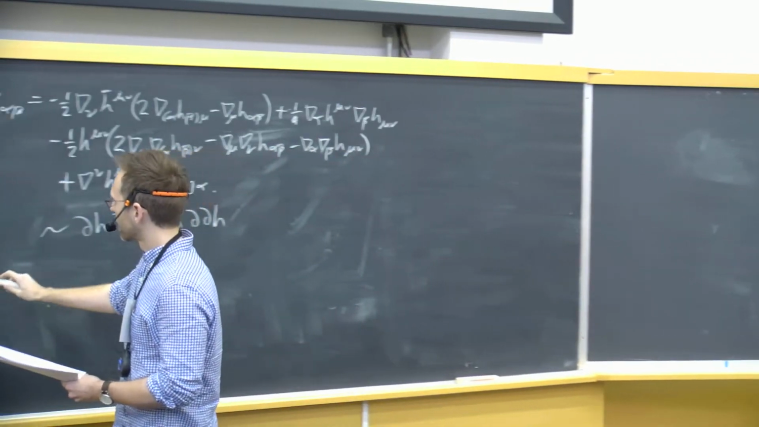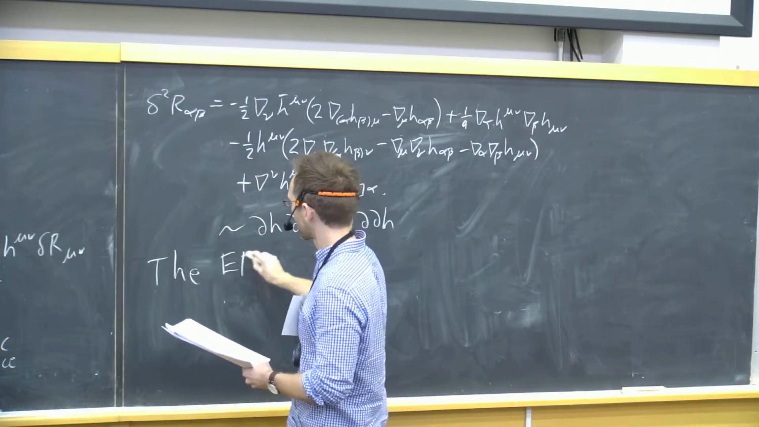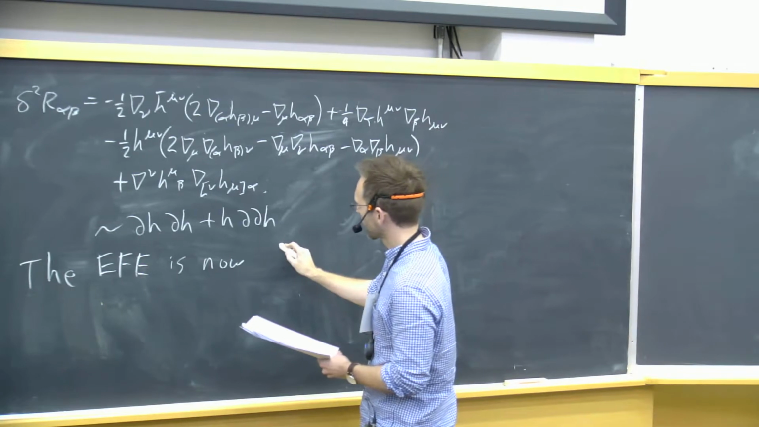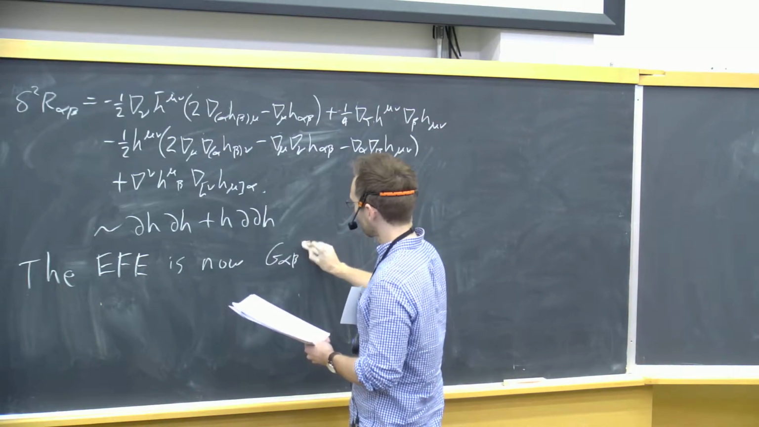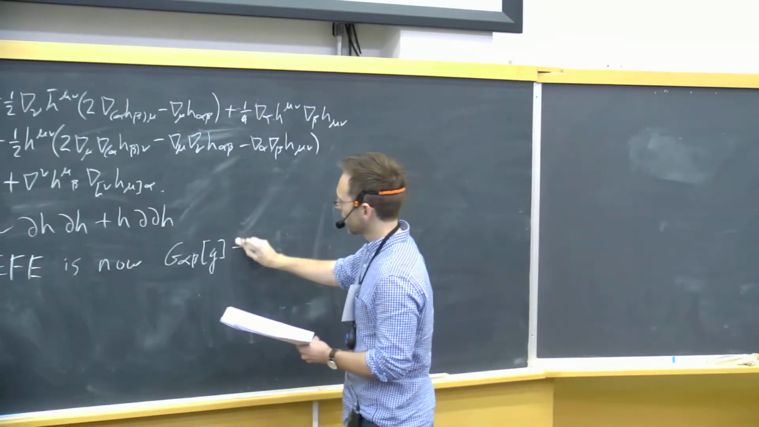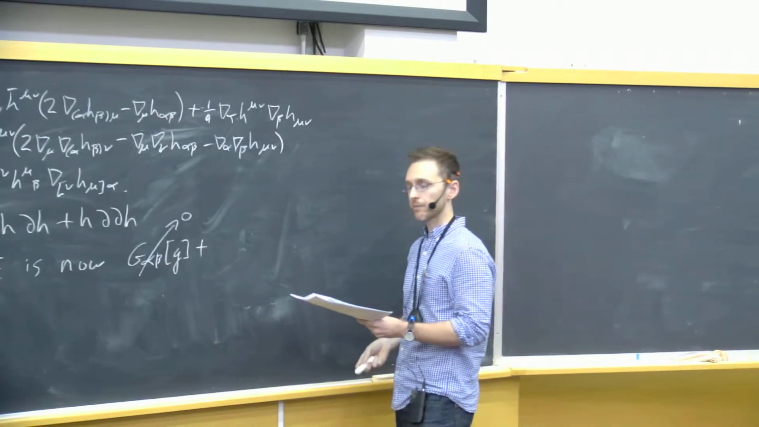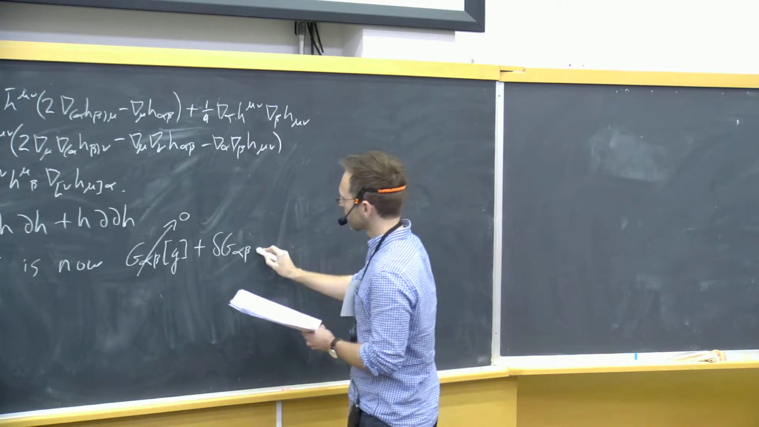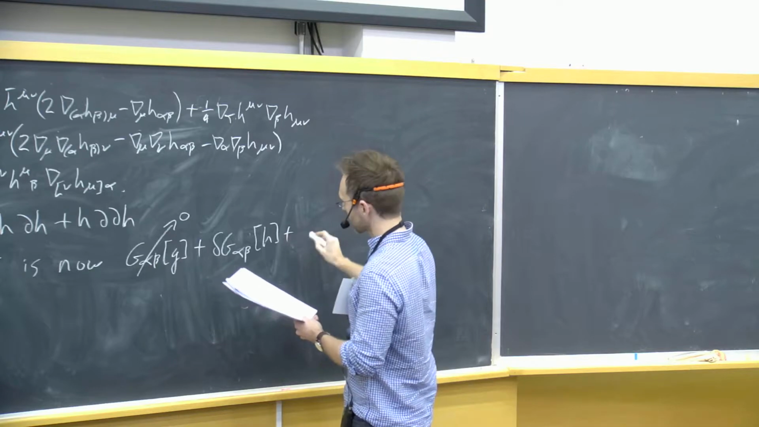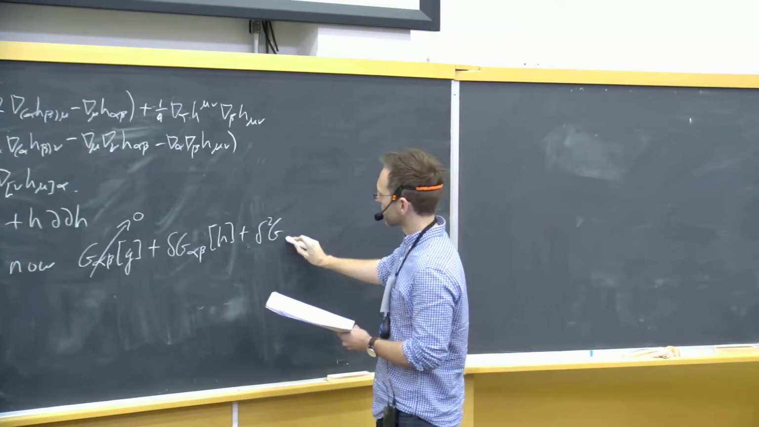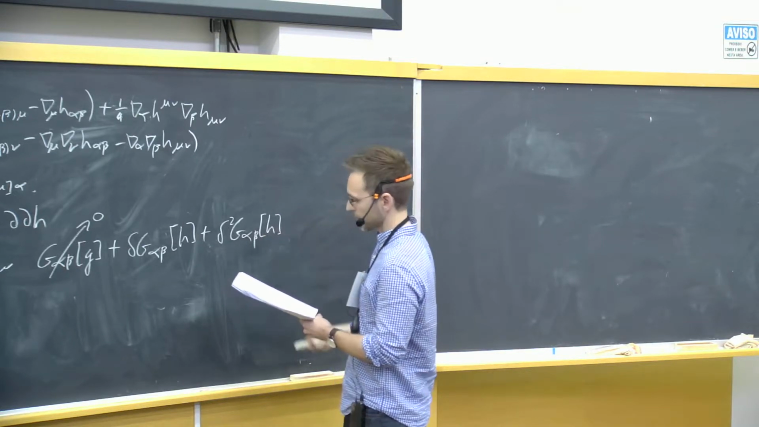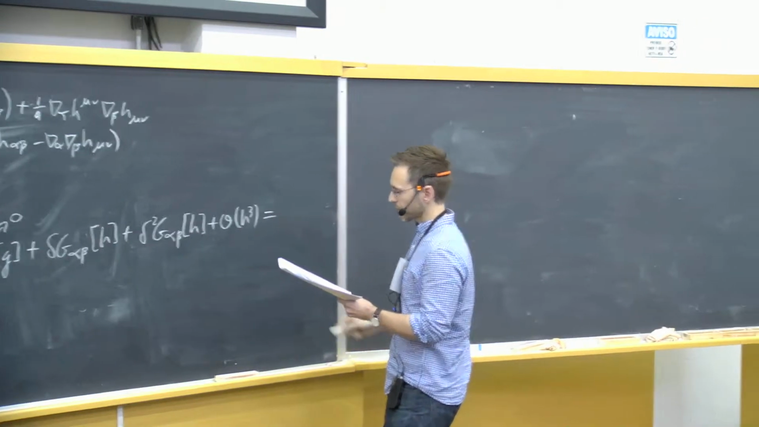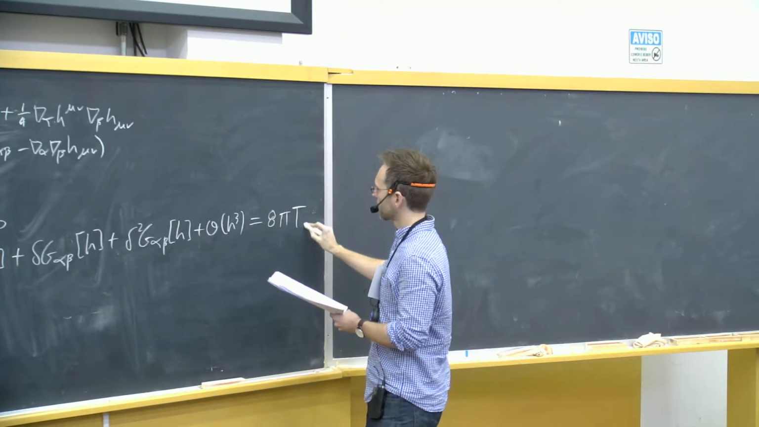Okay, so the Einstein field equation is now given by G alpha beta of the background, which we set to 0, plus the linearized Einstein tensor constructed from h, plus the second order Einstein tensor constructed from h, plus all orders higher, is equal to 8 pi T alpha beta.